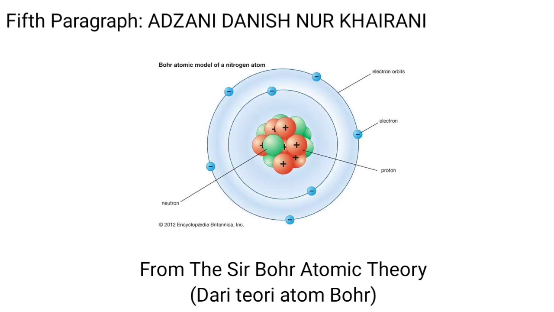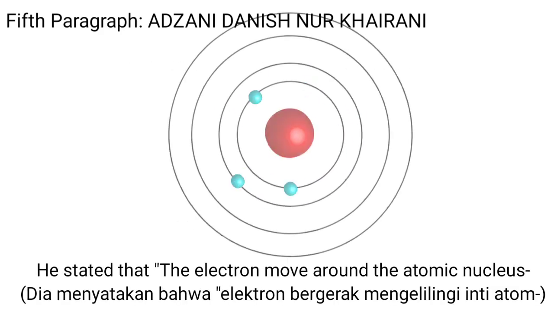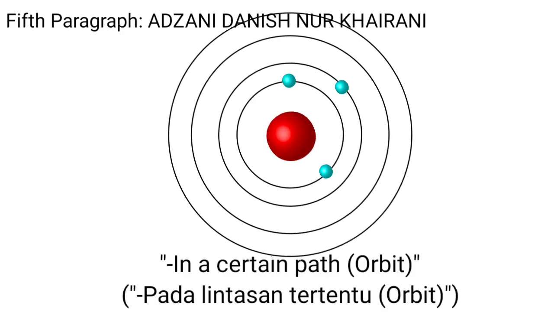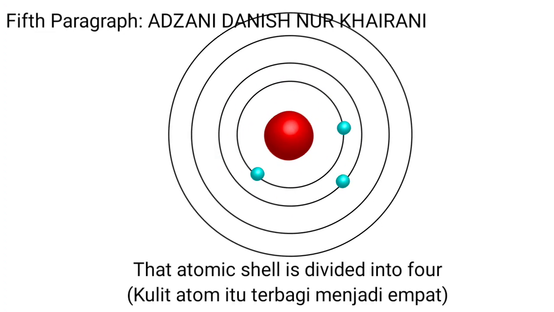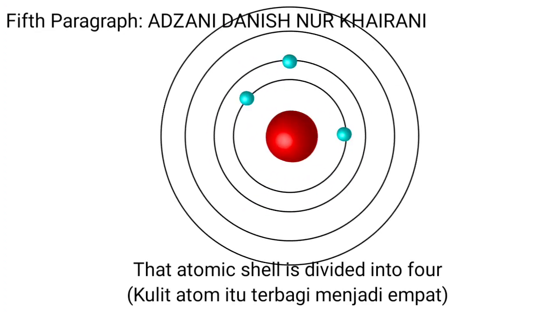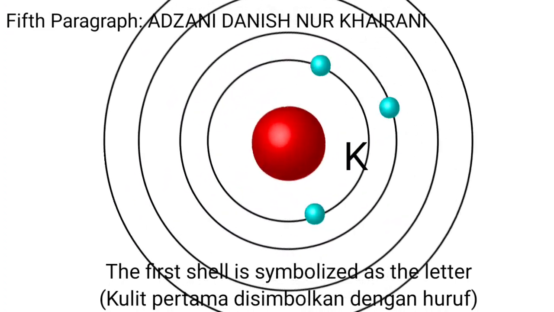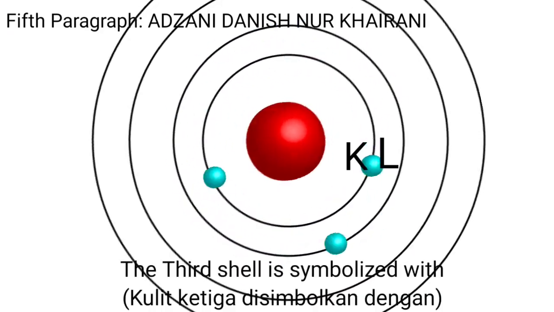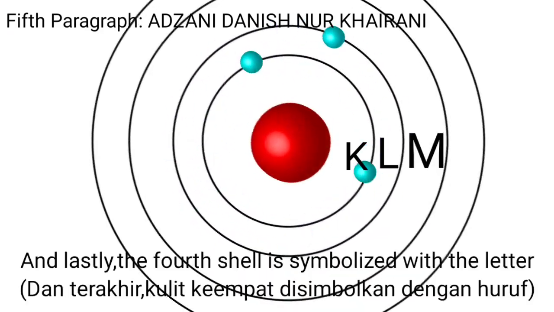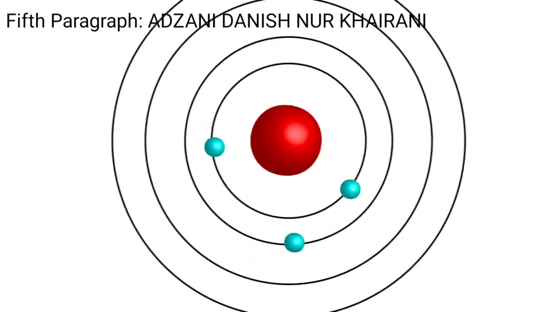From the Bohr atomic theory, we can get to know the electron configuration of an element. He stated that the electrons move around the atomic nucleus in certain paths, or orbits, which are called atomic shells. The atomic shells are divided into 4. The first shell is symbolized as the letter K. The second shell is symbolized with L. The third shell is symbolized with M. And lastly, the fourth shell is symbolized with the letter N.